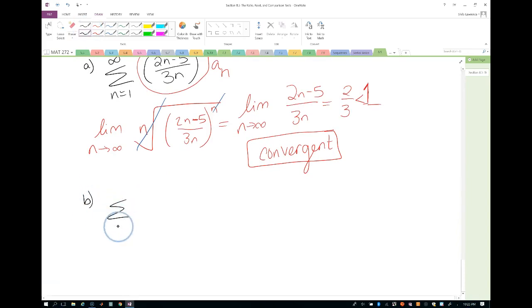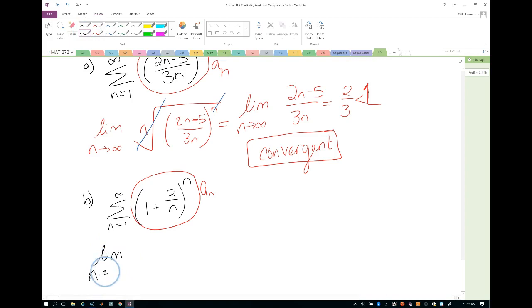For the next one, we have the sum from 1 to infinity of (1 plus 2 over n) to the nth power. And again, because my sequence of numbers is all raised to the nth power, the nth root test will be a good candidate for trying to figure this out. So everything they gave me there is the a sub n that we're going to put inside of the nth root. What we need to calculate is the limit as n approaches infinity of the nth root of all this stuff.